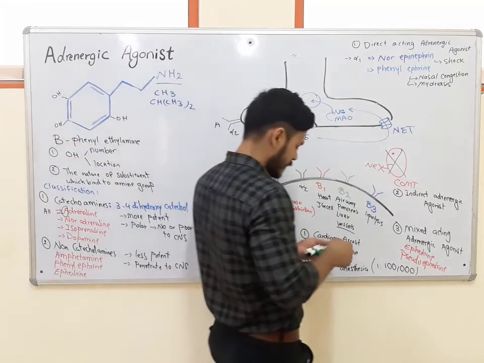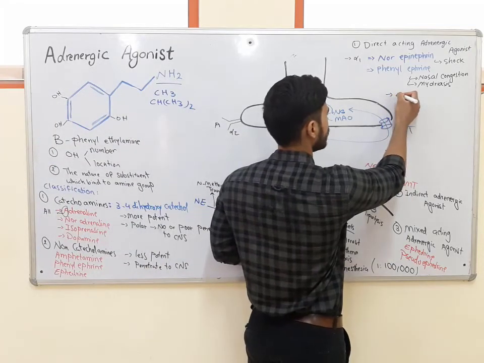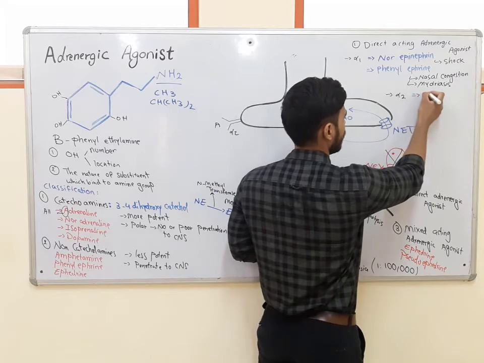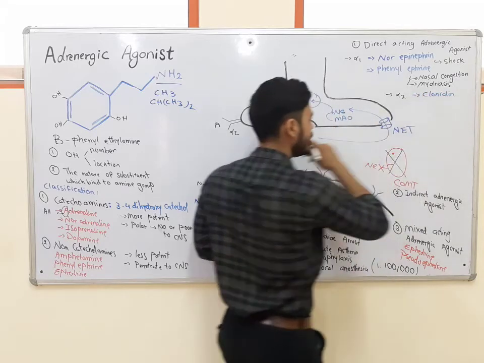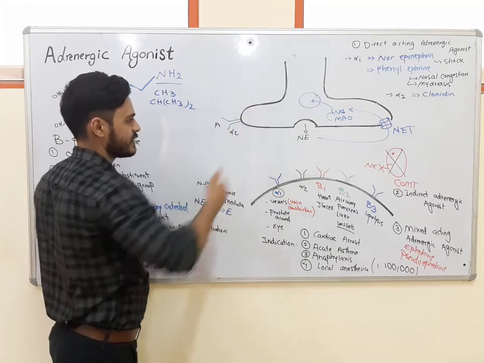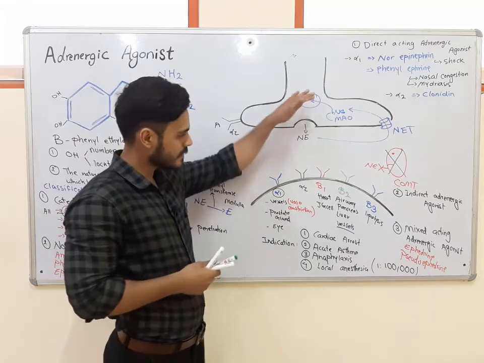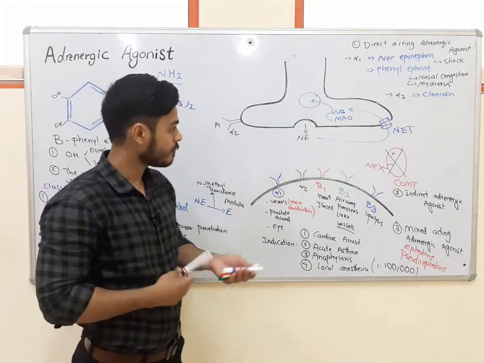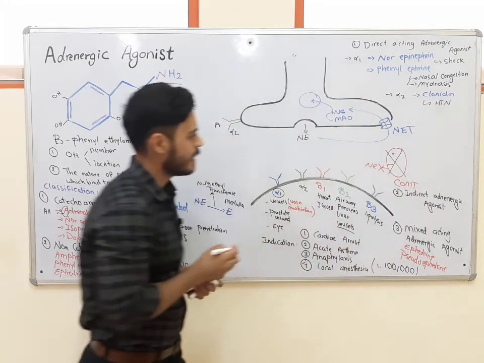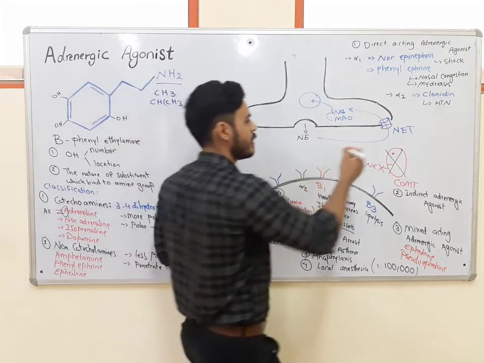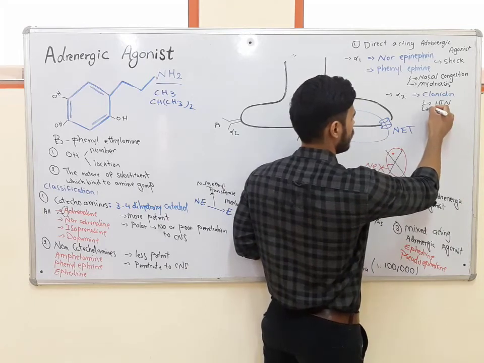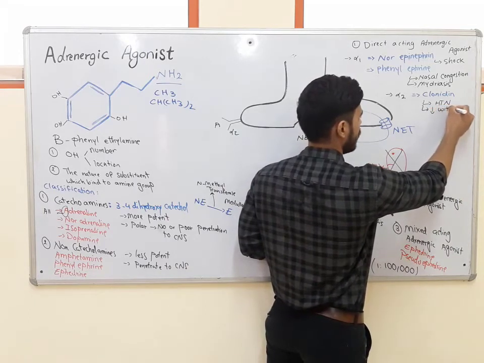We have drugs which are selective for alpha-2 receptor, and the drug is clonidine. This clonidine binds to alpha-2 receptor. It stimulates the alpha-2 receptor on the presynaptic neuron, and it decreases releasing of adrenergic neurotransmitter. So we can use it for treatment of hypertension, as well as for decreasing the withdrawal symptoms.